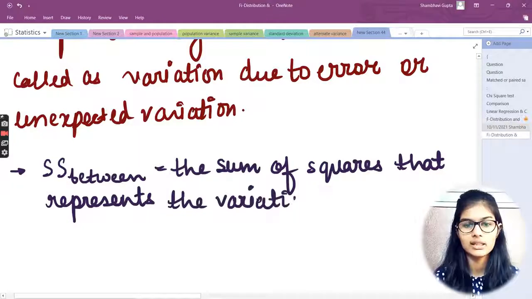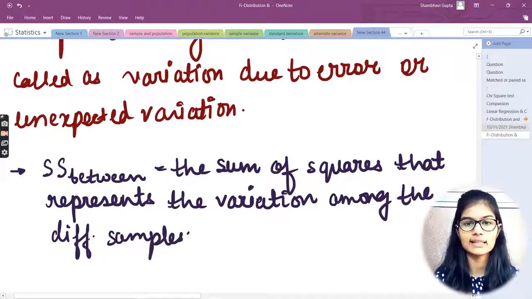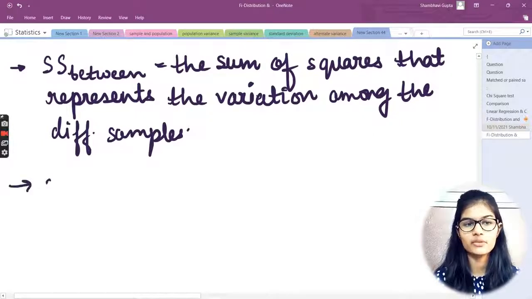among the different samples. So this is about SS between, the sum of squares that represents the variation among the different samples. Now, this was between, and next we had one more, that was SS within, which we had studied as well. So what was that? Let's go ahead with that.